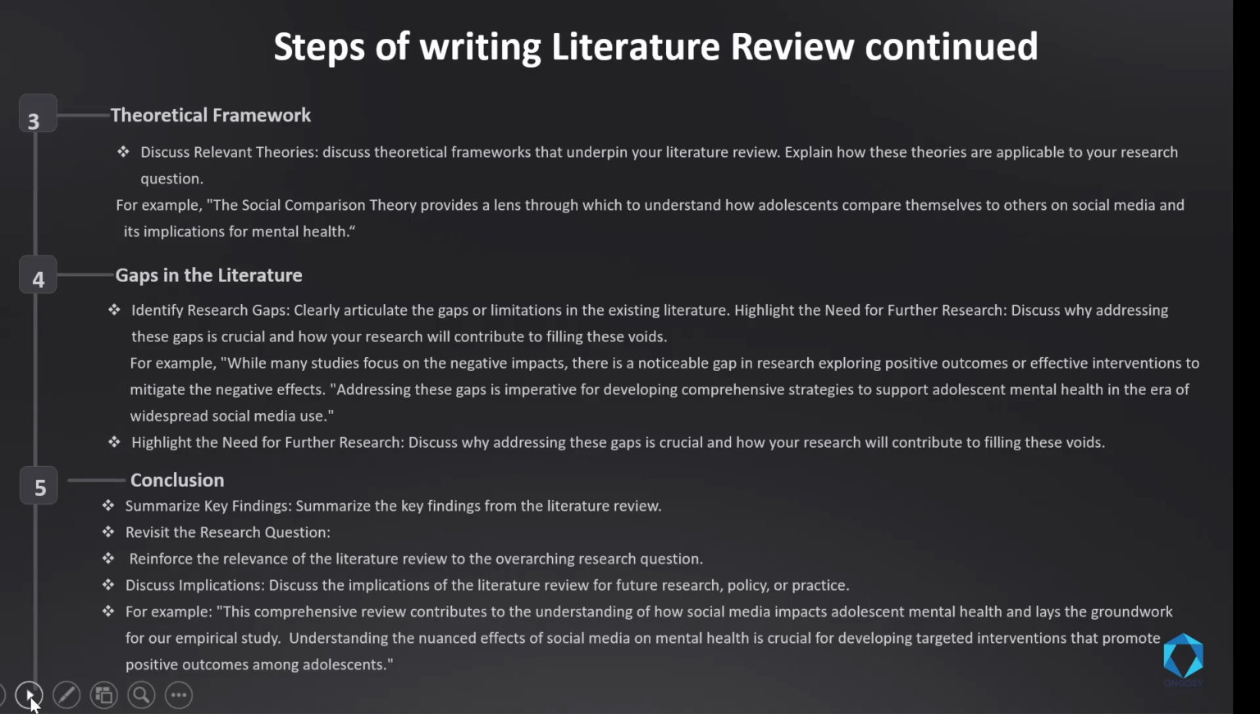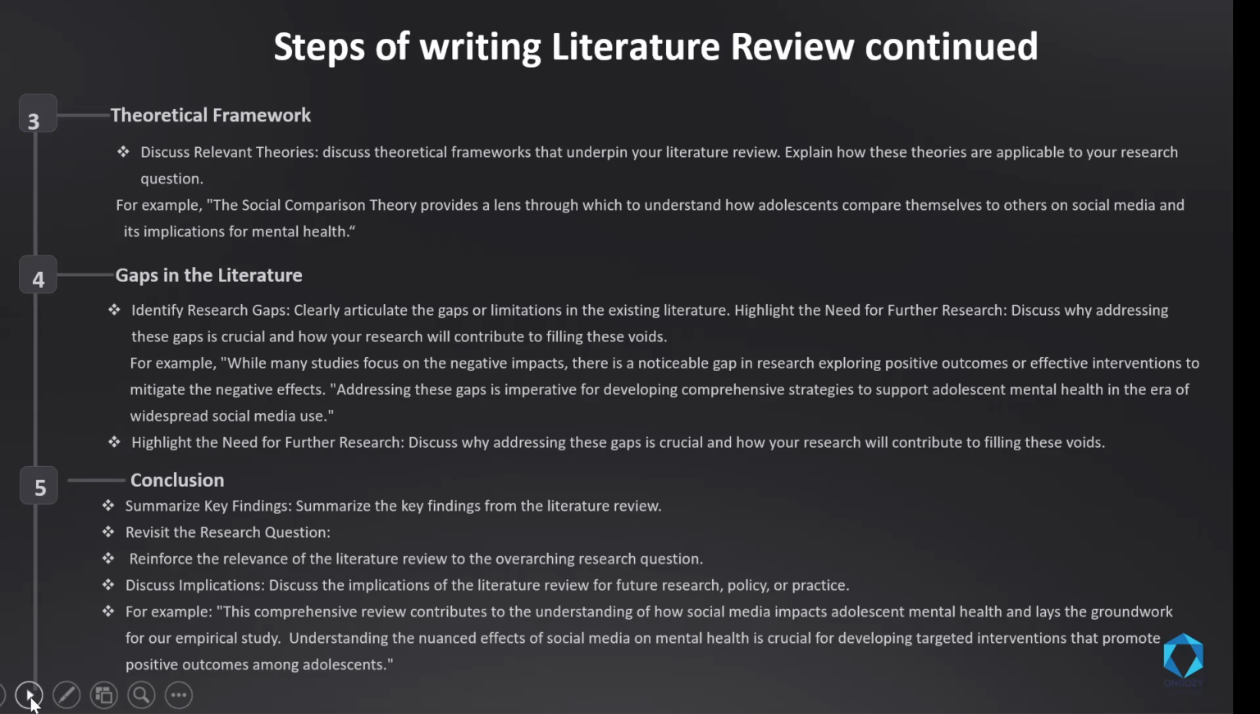For example, you can say, while many studies focus on negative impacts, there is a noticeable gap in research exploring positive outcomes or effective interventions to mitigate the negative effects. Addressing these gaps is imperative for developing comprehensive strategies to support adolescent mental health in the era of widespread media use. Okay? Highlight the need for further studies, for further research.